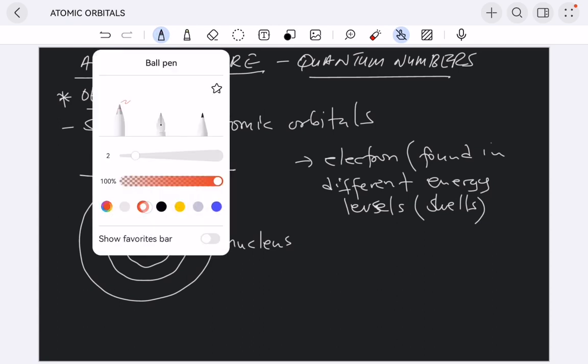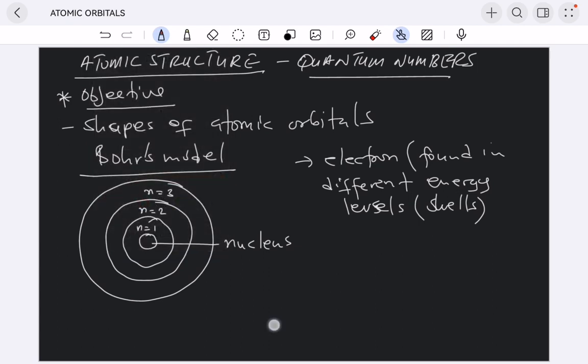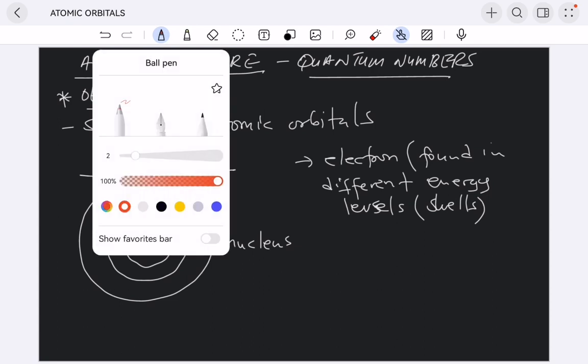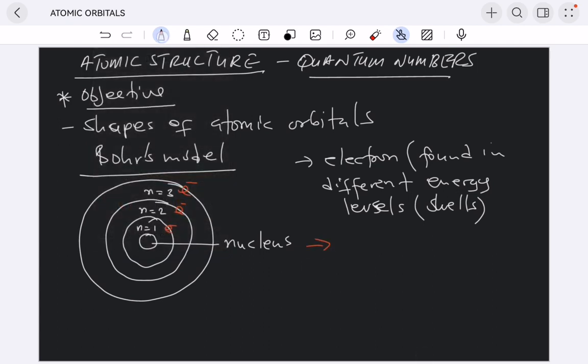So we can find an electron here in the first energy level, we can find an electron in the second energy level, we can find an electron in the third energy level, and the only difference there is that those electrons, so we say electron 1, electron 2, electron 3, will have different energy levels.